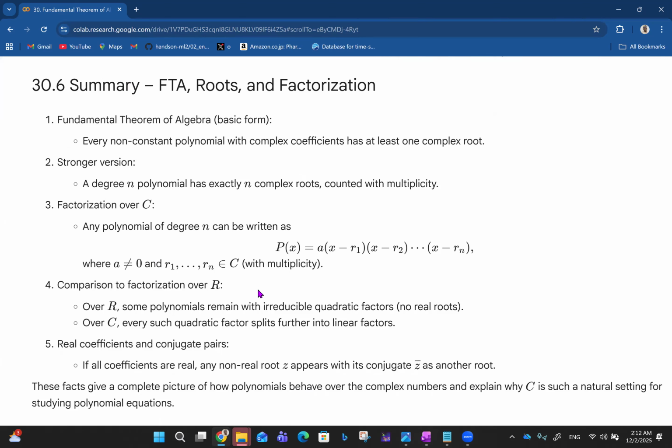So, comparison to factorization over R. Over R, some polynomials remain with irreducible quadratic factors. That is, they have no real roots. But over C, every such quadratic factor splits further into linear factors, no matter what happens.